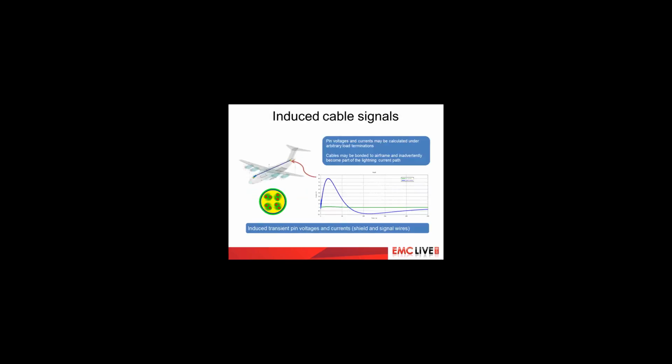The simulation output indicates the cable pin voltages and currents. We've calculated the transient pin voltages and currents under arbitrary load conditions. Actually, in this case, we've used matched load conditions. The cable shields may be bonded to the airframe and inadvertently become part of the lightning current path. The simulation shows in this case some 80 amps induced in the overbraid of the Ethernet cable, and a few amps are developed on the inner conductors of the cable.